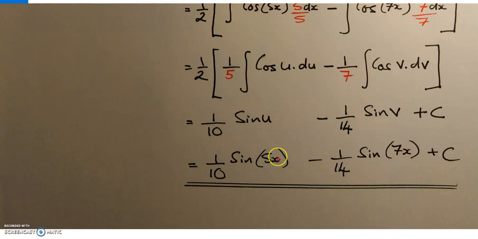You now replace the u with the angle that you started with, 5x. You replace the v with the angle you started with, 7x, and there you write out your entire answer. Don't forget the plus C on the end.